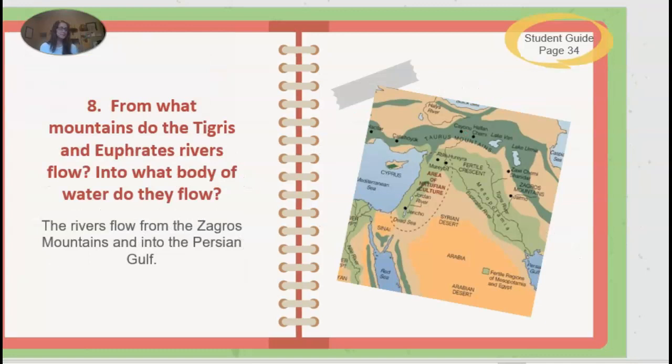Question number 8. From which mountains do the Tigris and Euphrates rivers flow? Into what body of water do they flow? So they flow from the Zagros Mountains and into the Persian Gulf. And you can use this map on this slide to help you, or again, you can use the map that you just filled in.